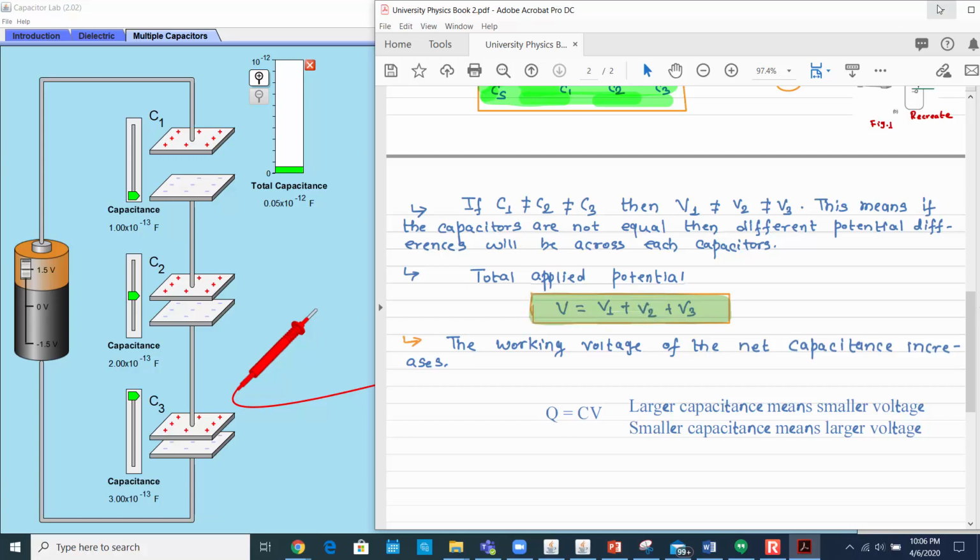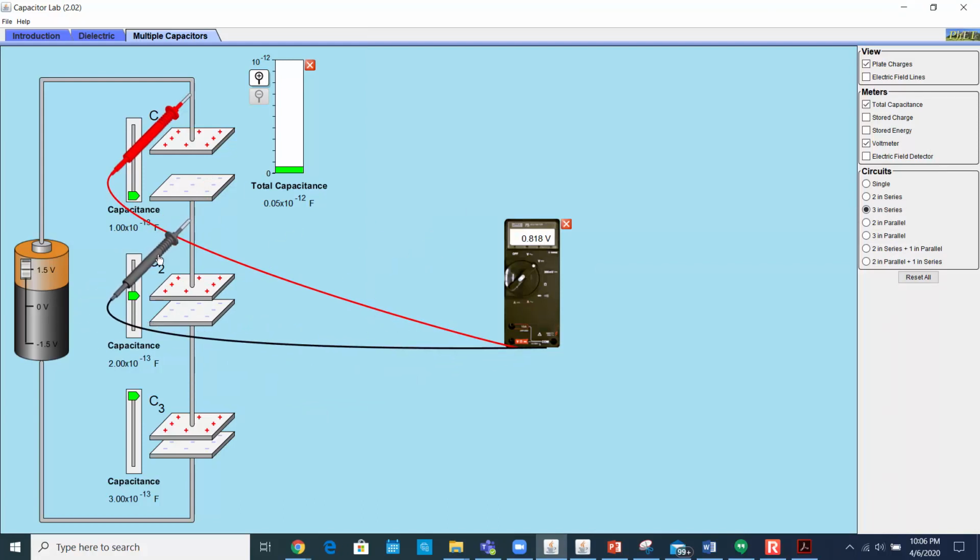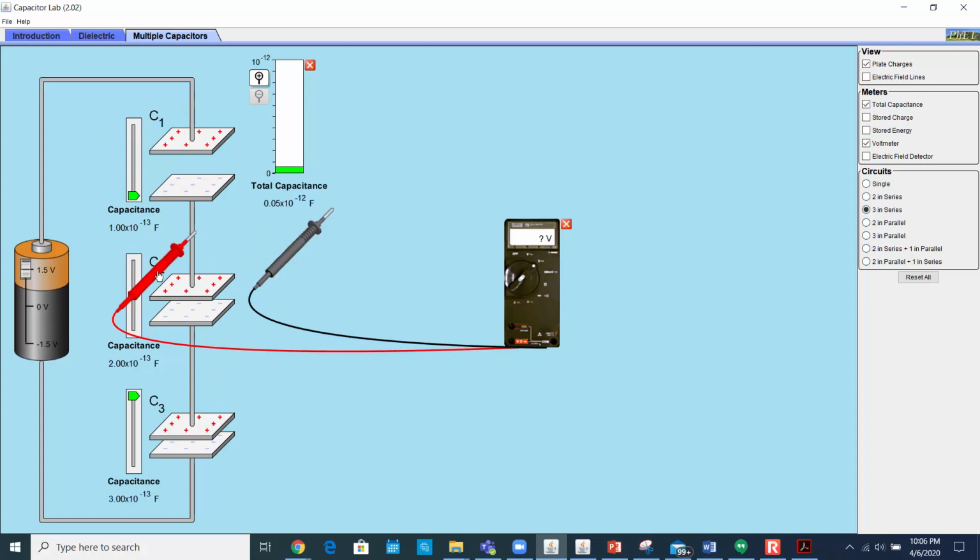Let's verify this. Let's measure first across C1. C1 is 0.8. Now let's measure across C2. It has to be smaller because the capacitance is greater. It has to be smaller than 0.8, which makes sense, 0.4. And 0.4, because the capacitance is 2 times greater, the potential is 2 times smaller.